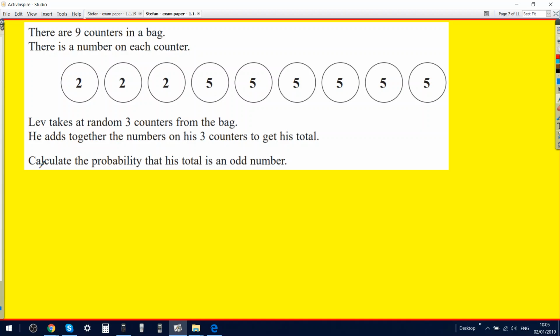So yeah, if he gets one, so he can't do it with three even numbers. Yeah. If he gets two evens and an odd. So, okay, so what would they be? So 2, 2, 5. Yeah. Any other way you could do it? 5, 5, 5. Okay. Probability of getting 5, 5, 5?